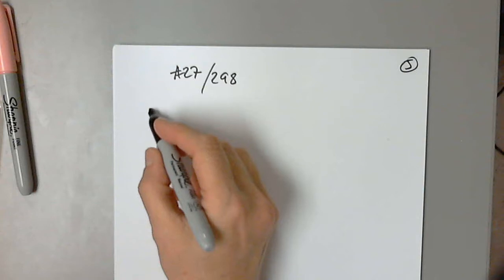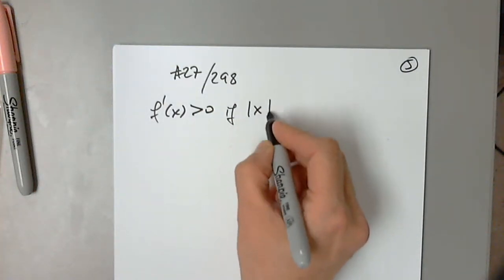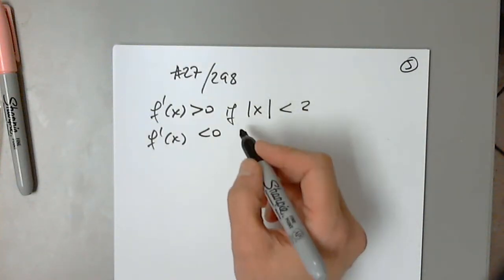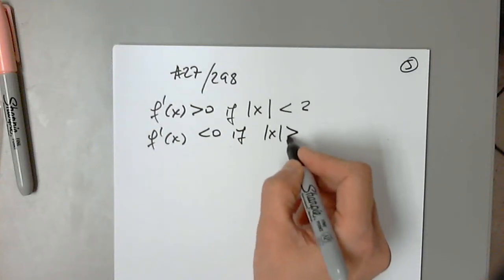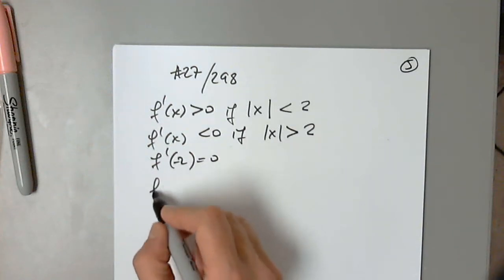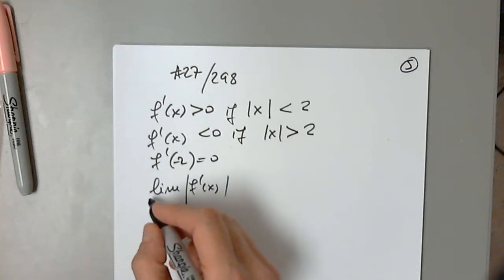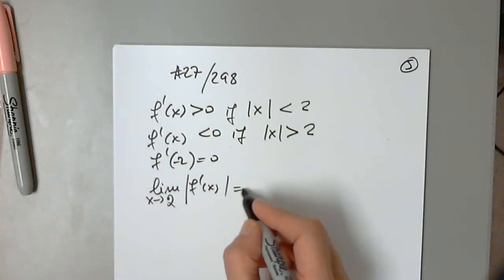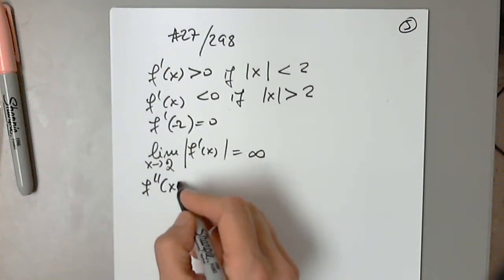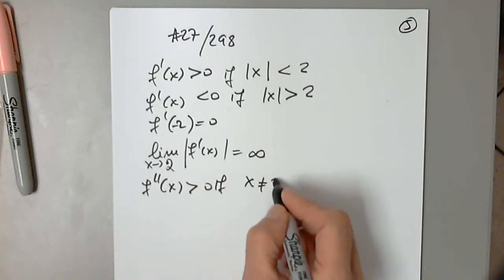So we are told that f prime of x is greater than 0 if the absolute value of x is less than 2. We are told that f prime of x is less than 0 if the absolute value of x is greater than 2. We are told that f prime of negative 2 is 0. We are told that the limit of the absolute value of f prime of x when x approaches 2 is infinity. And the second derivative is greater than 0 if x is not 2.